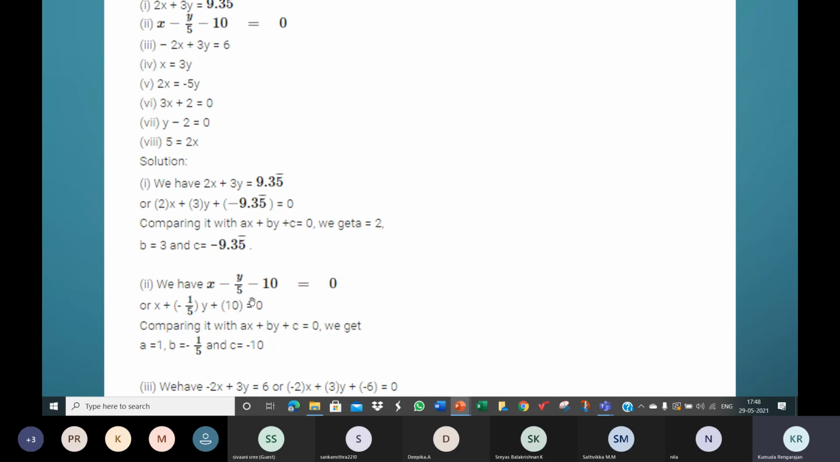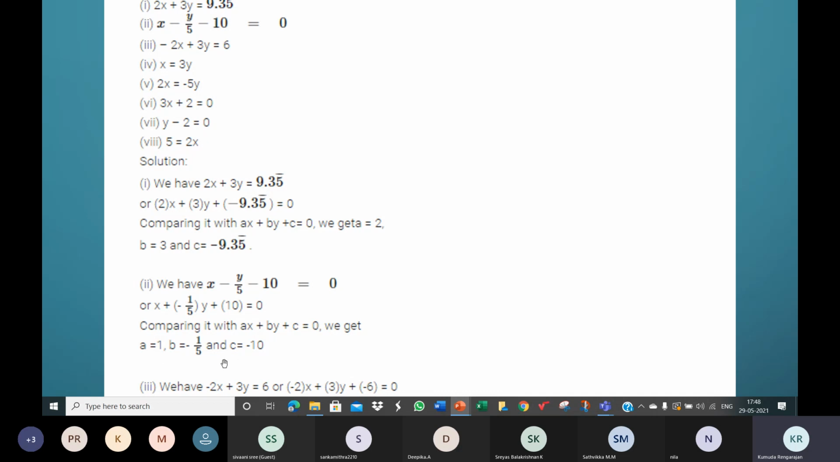I told you a minus is missing here. Minus 10 is the constant. So c is equal to minus 10. That's all you'll have to do. You'll have to simply bring all the terms to one side and compare it with this and bring out the values of a, b, and c. Again, as I have told you earlier, if you transpose everything to the other side, then you'll get the values of a, b, c with opposite signs.